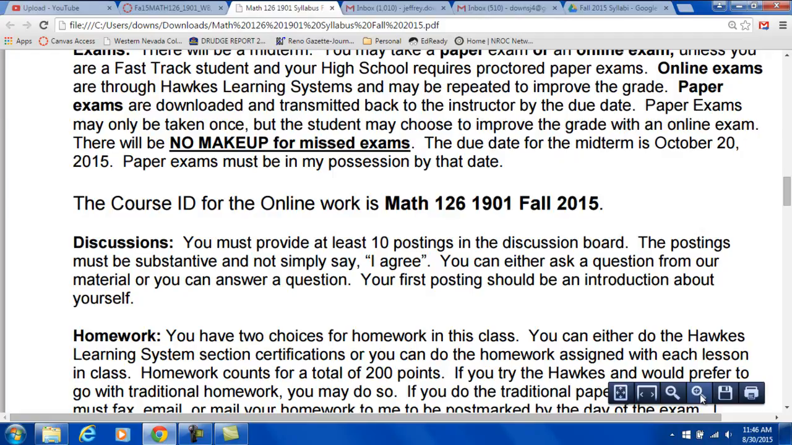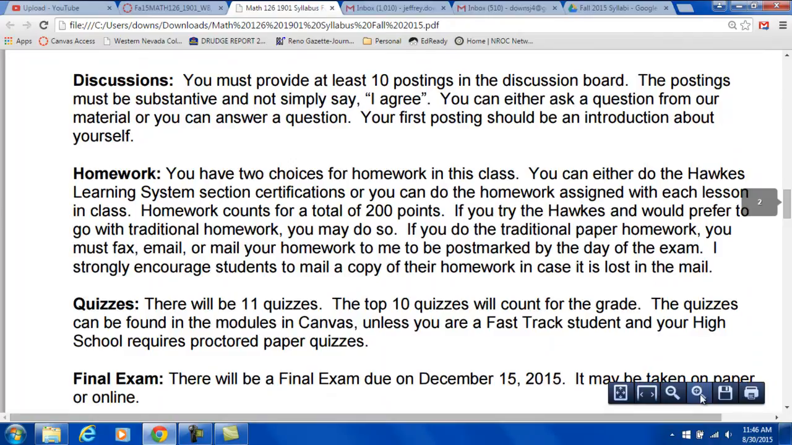Okay, homework. You have 2 choices for homework in the class. You can either do the Hawk's Learning System section certifications, or you can do homework assigned with each lesson in class. Homework counts for a total of 200 points. If you try the Hawk's and would prefer to go with the traditional homework, you may do so. If you do the traditional paperwork, you must fax, email, or mail. Actually, I'm going to change that. I'd prefer you scan it and upload it inside a Canvas, because again, I can look at that. I don't have to print that out. I can look at it online and say, yeah, it's complete, it's not complete, and give you a grade, and I don't have to worry about all the papers.